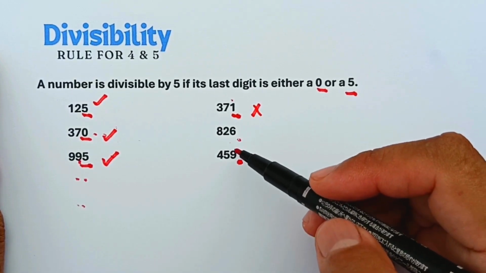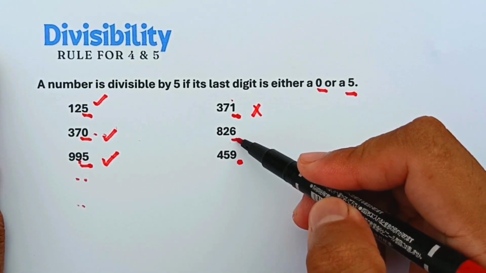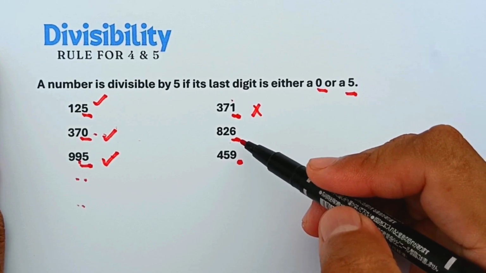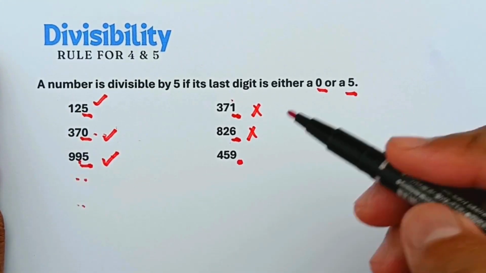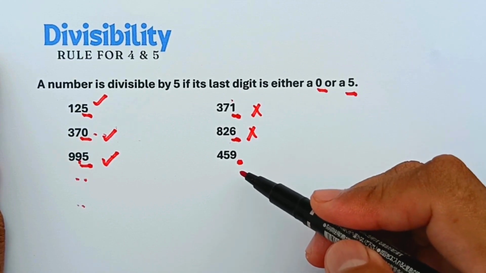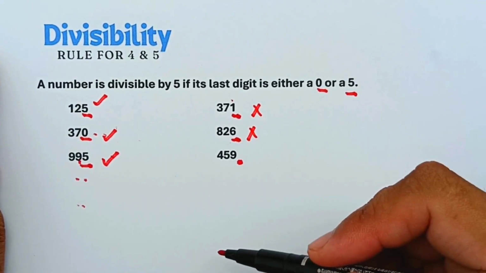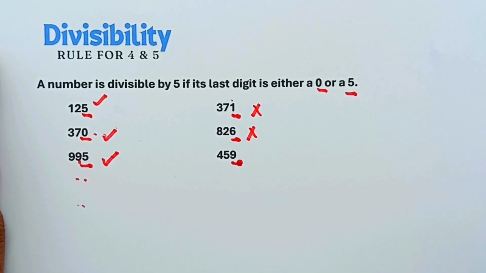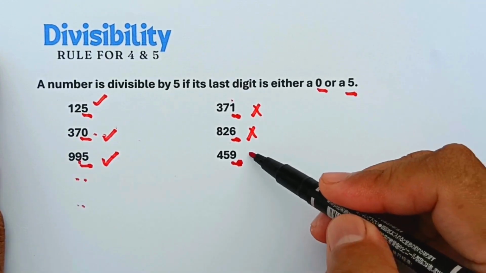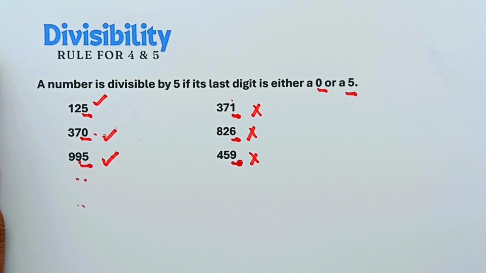Now for 826, the last digit is 6. This is neither 0 nor 5, so this is not exactly divisible by 5. Now for the last number, 459, is this divisible by 5? The answer to that is no, because the last digit is 9. This is neither 0 nor 5, so this is not exactly divisible by 5.